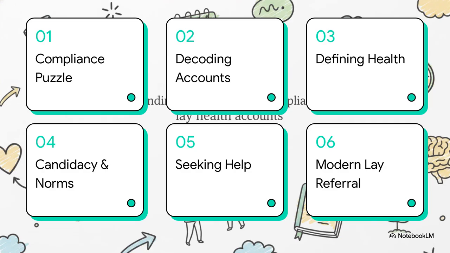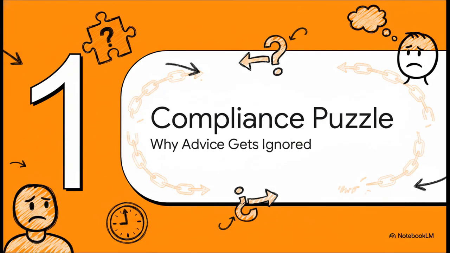Okay, here's our roadmap for this explainer. We're going to start with the patient compliance puzzle, decode those lay accounts, figure out how we actually define health, look at candidacy and social norms, explore the triggers for seeking help, and finally wrap up with the modern lay referral system. Let's kick things off with Section 1, the patient compliance puzzle, and why medical advice gets ignored.